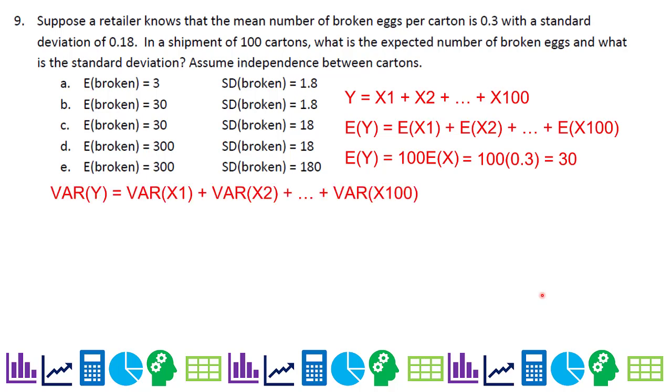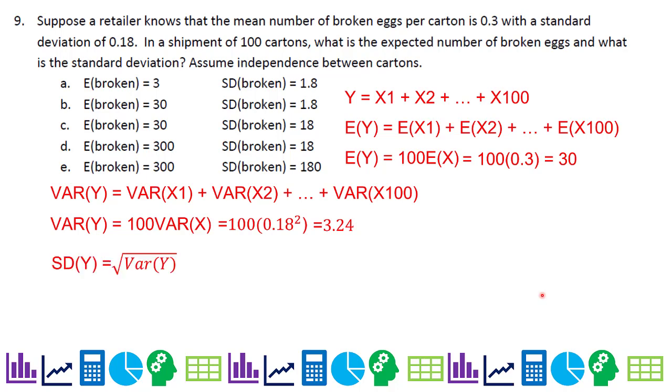Variance works similarly. We have variance of Y is going to be the variance of the first carton plus the second all the way to the 100th. Since they're all the same variance that we expect, I can say that's 100 times the variance of X. Now, the variance of X is just the standard deviation of X squared, so I'm going to take that 0.18 and square it. Then multiplying that by 100, I get 3.24. And then to go backwards to standard deviation, I need to take the square root of the variance, and the square root of 3.24 is 1.8, so my answer is B.